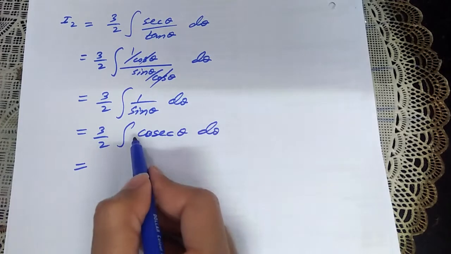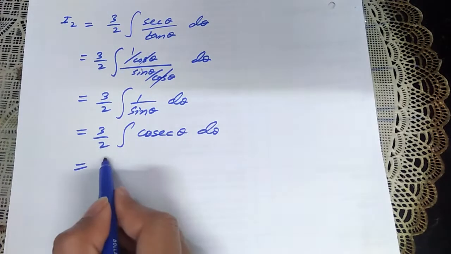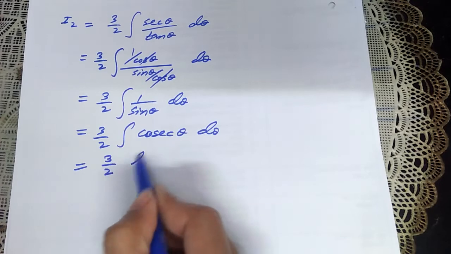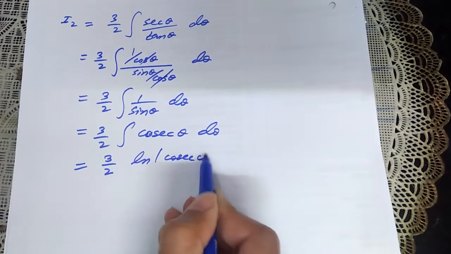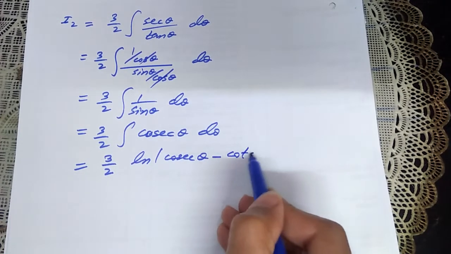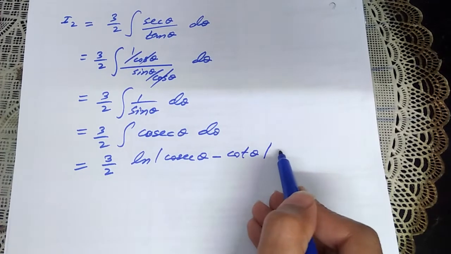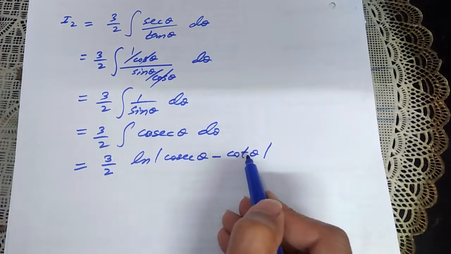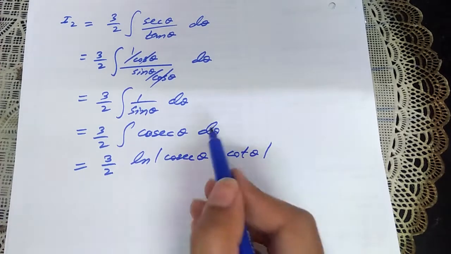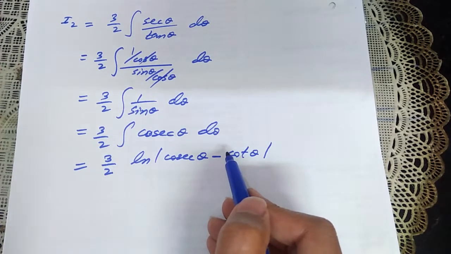You know very well the formula of this integration, that is equal to 3 by 2 ln of cosecant theta minus cot of theta, plus c, the constant of integration, that I am not writing here. I will write it in the main equation at the end of the answer.